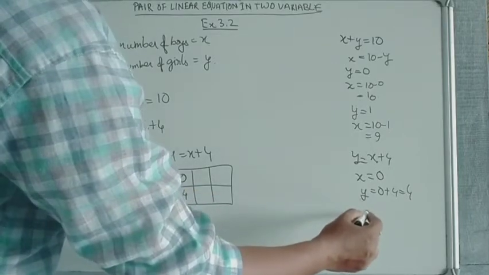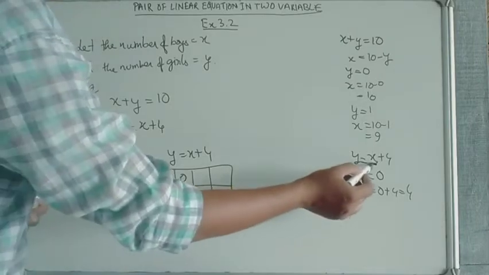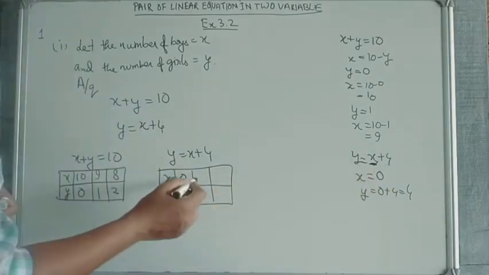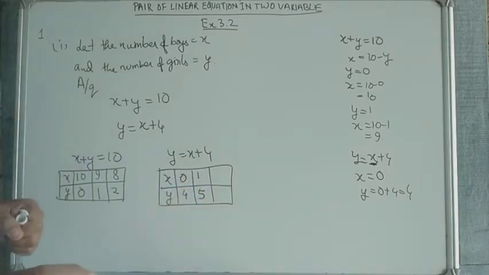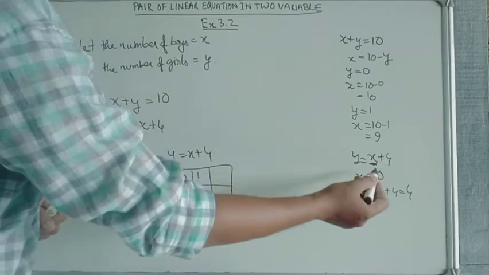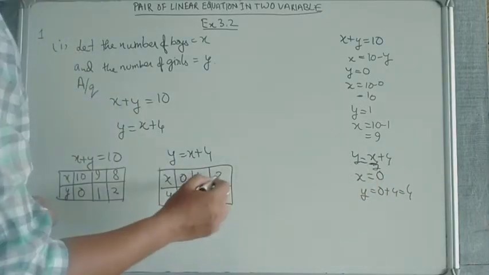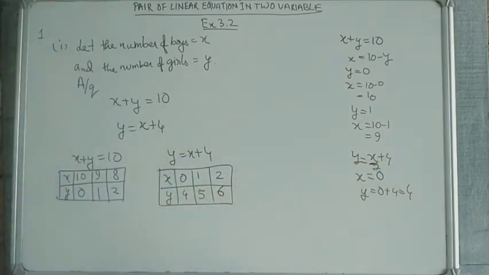Then in the same way, if x equal to 1, directly you can say y will be equal to 4 plus 1, 5. Getting it, no? Without solving here. Then suppose x equal to 2, y equal to 2 plus 4, 6. Clear? So this way you can get the values.